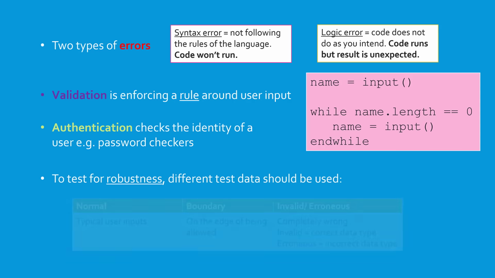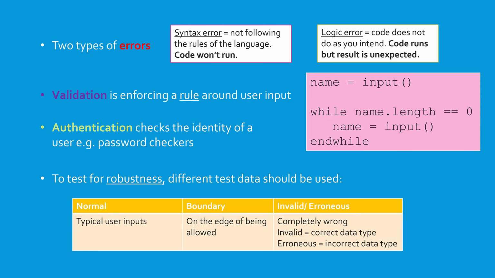And when you are doing testing, either iterative or final, there should be a range of test data used, not just normal data, which is what you would expect typically, but boundary data, which is sort of on the edge of being allowed, maybe just inside, just outside that boundary, and also invalid or erroneous data should be tested too. So if this is completely wrong, it will probably break your program unless you've got checks in place. Now, invalid tends to mean it's the correct data type, just completely wrong, whereas erroneous is usually the incorrect data type and completely wrong. So they're both wrong, but just different data types.